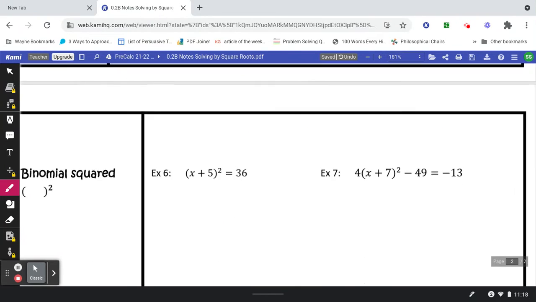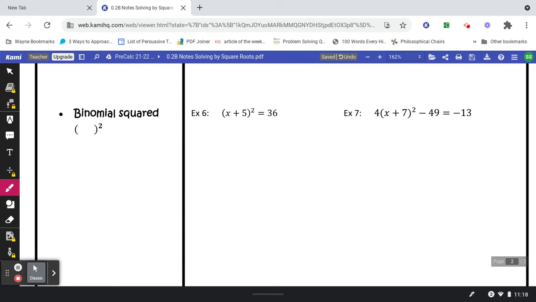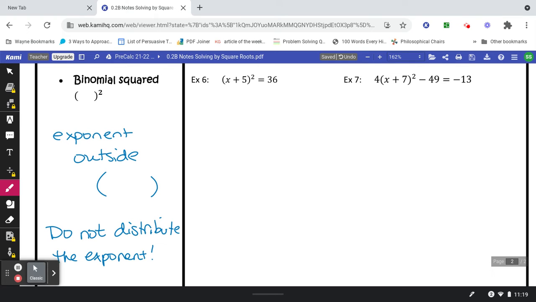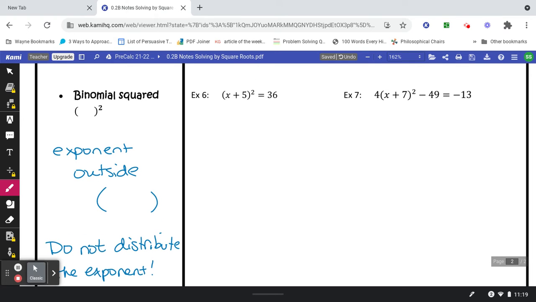All right, the problems on the back are very specific. This is when you have the exponent outside the parentheses. Do not distribute the exponent. Exponents don't work the same way as numbers do in front. You cannot distribute the exponent into what's inside the parentheses.